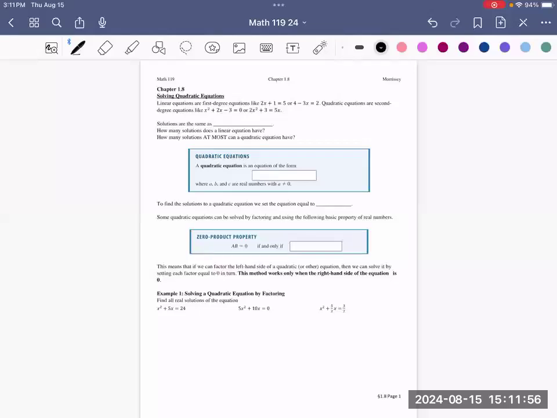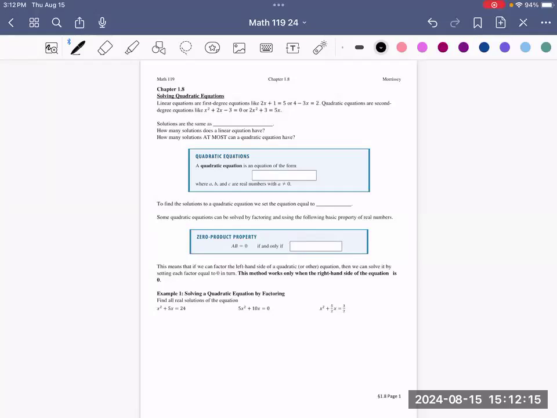Welcome to Math 119, Chapter 1.8, where we talk about solving quadratic equations. So this is where your factoring is going to come into play. Make sure you have watched that factoring video from Chapter 1.3 in order to better grasp how to factor and make your life easier.